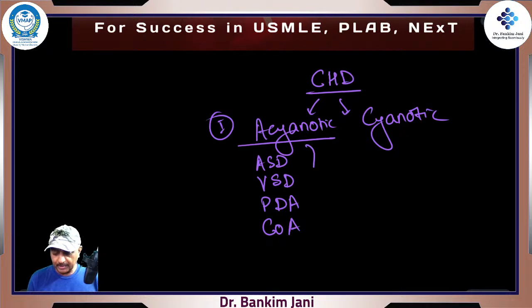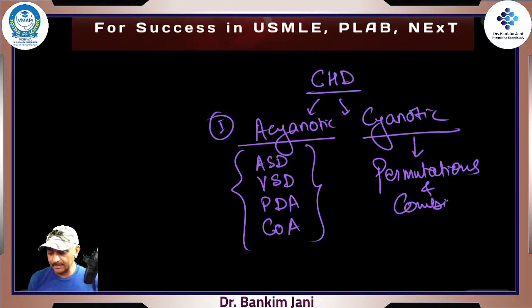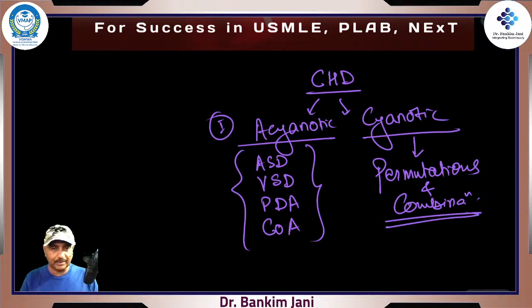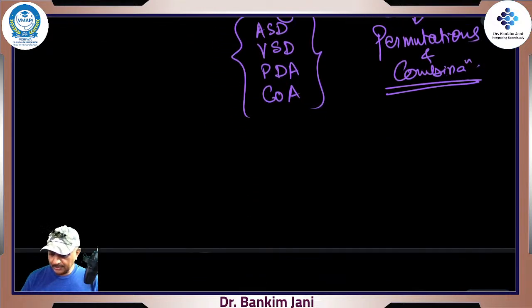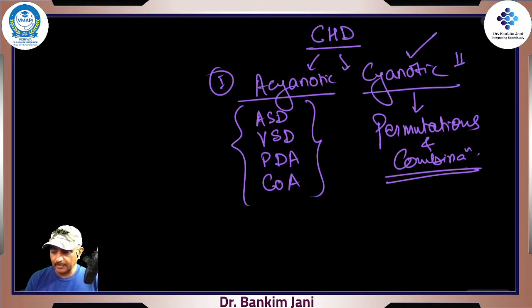Coarctation of aorta. Now, these were pretty straightforward, right? Single identity. Cyanotic, you can consider that it is a sort of permutation combination, right? There will be so many permutations and combinations of abnormalities, right? And that's the reason that once you know cyanotic, you'll find that the acyanotic part was pretty easy, reasonably easy. So let's start with the cyanotic part. This is our part 2.